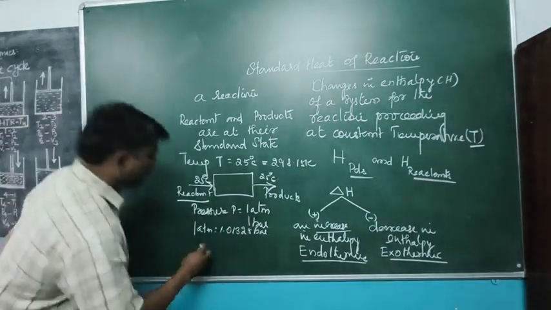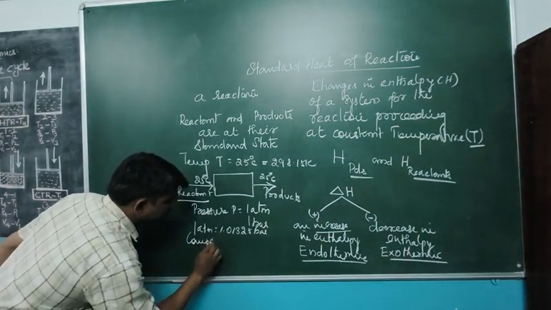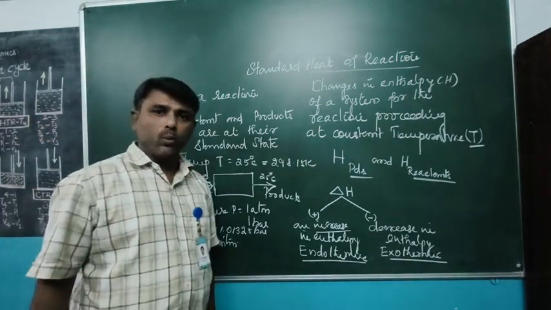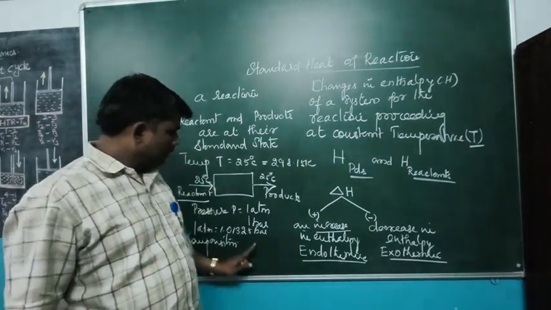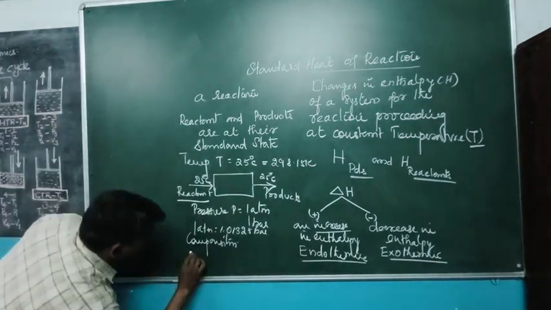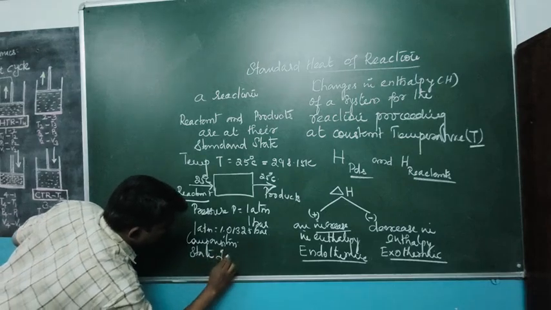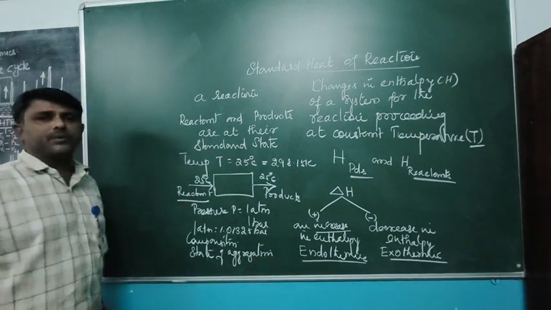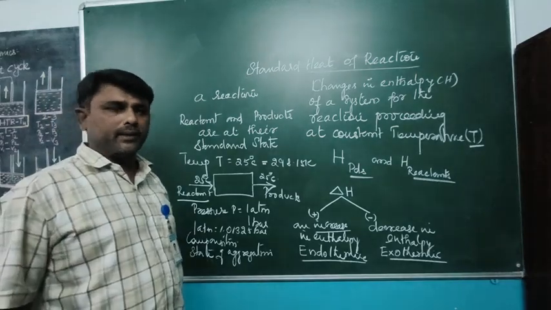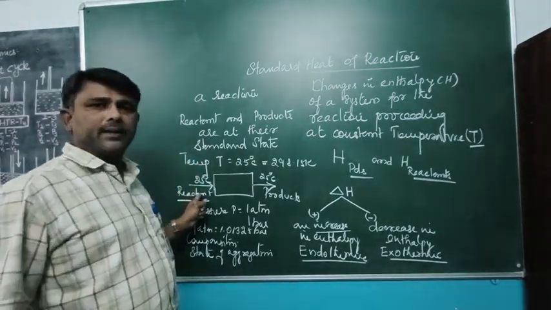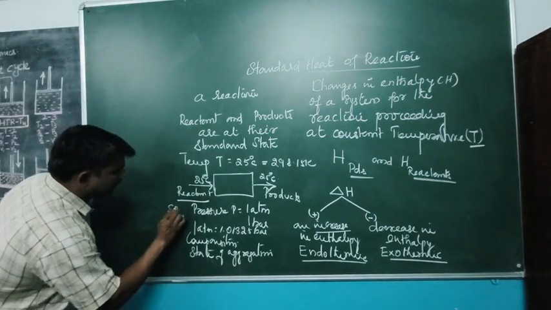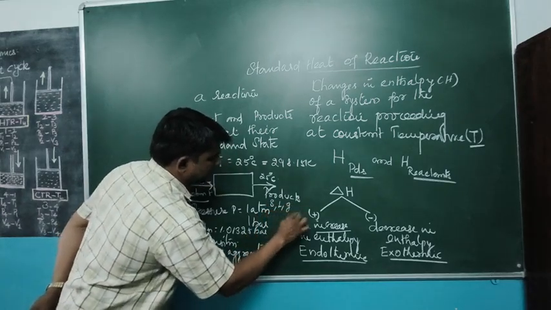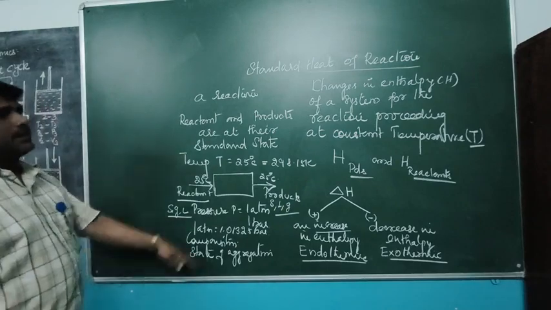Next, composition. Composition means the entering reactants are pure, only one component, pure state. Clear? Composition. Next, state of aggregation, or physical state of the system, physical state of the reactant. That means the entering reactant may be a solid or gas or liquid. Similarly, the product may be a solid or liquid or gas, whatever it may be. Clear? This is the standard heat of reaction.